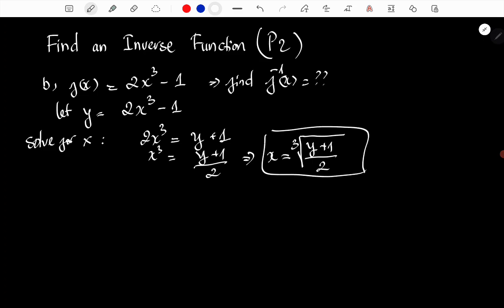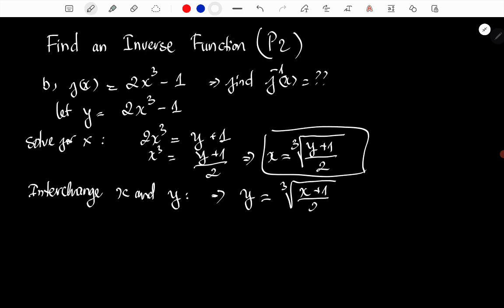After we solve for x like this, we can do the next step, which is to interchange x and y. So at this point, we can write y equal to the cube root of (x plus 1) divided by 2. So f inverse function of x equal to the cube root of (x plus 1) divided by 2.